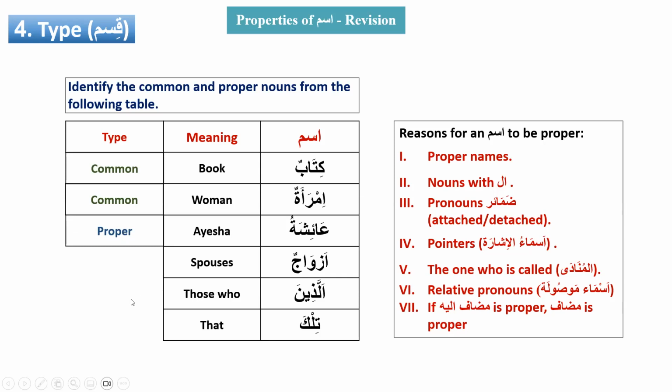Okay, Saad, azwajun. Azwajan is common. There is no al, it's not a proper name, it's not a pronoun, it is not a pointing noun, it is not an asma'ul mawsula, it's not being called, and it's not a mudaf that has a proper mudaf ilay. So it is common. It doesn't have any reason, Saad. There are 7 reasons to look for. Yeah. Okay, allazina.